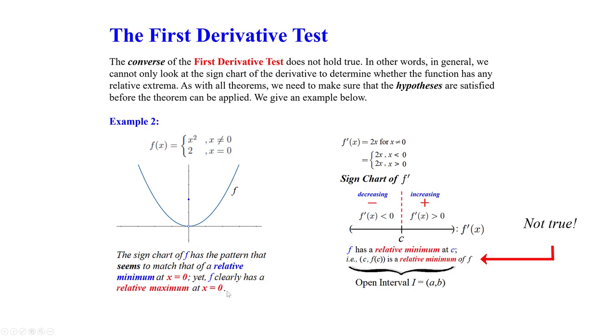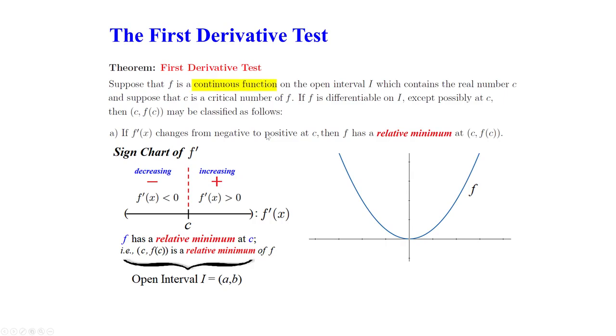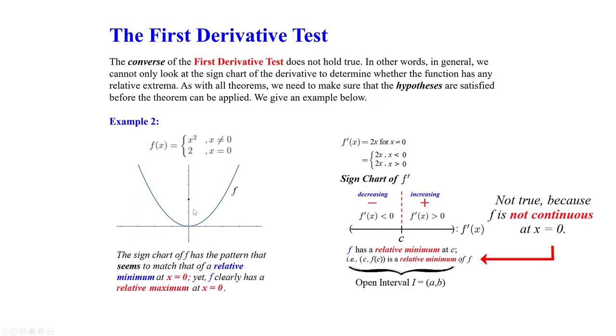How could that happen? Does that contravene our theorem? No. Why? Because f is not continuous at 0. Let's review. Suppose that f is a continuous function on the open interval I, which contains the real number c. Now it says c, but we're considering 0 in this example. Well, there's the problem right there. This function is not continuous at 0. Therefore, it is not appropriate to apply this theorem.